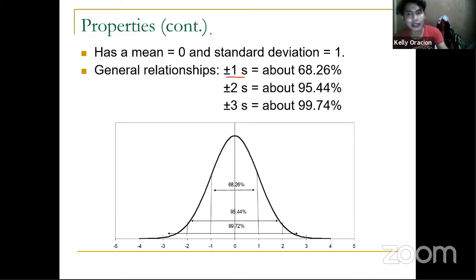Next, the last but not the least, positive or negative 3 standard deviations, the area is about 99.74%, or in decimal form, 0.9974. So please take note of that one. That's very important.